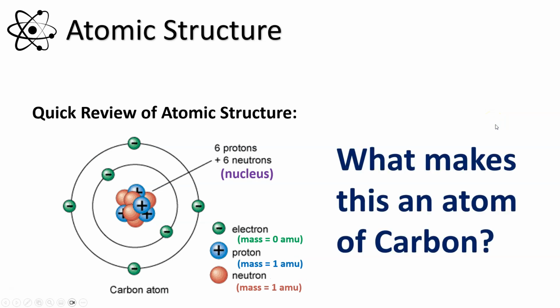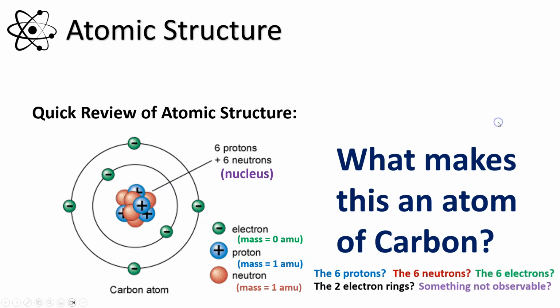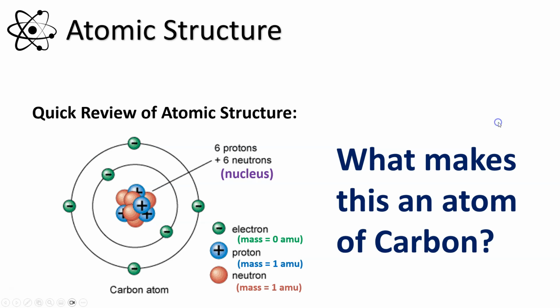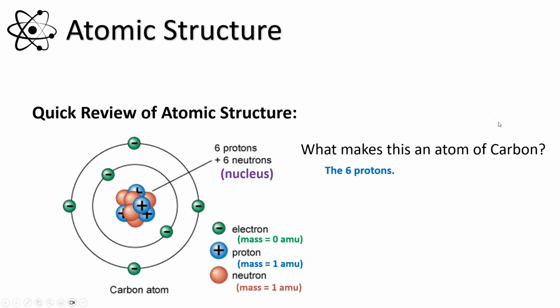So let's talk about what makes this an atom of carbon. Like, why is this carbon instead of oxygen or iron or something else? Is it the 6 protons, the 6 neutrons, the electrons, the 2 rings of electrons, or something else altogether? If you've never learned this before, it's actually the protons. The fact that this atom has 6 protons is literally what makes it carbon.